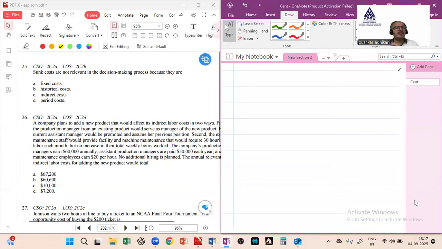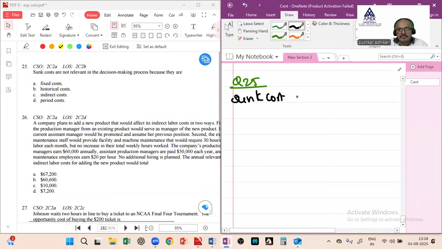Now, sunk costs are not relevant because they are. Now, please try to understand what is a sunk cost. Question number 25. What is a sunk cost? Now, a sunk cost is a cost incurred in the past.